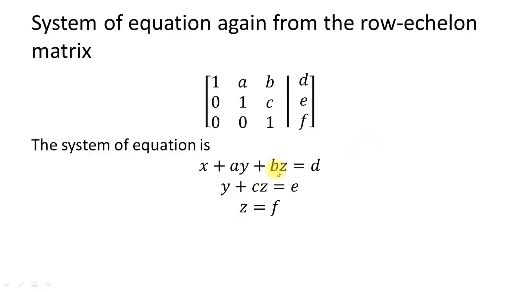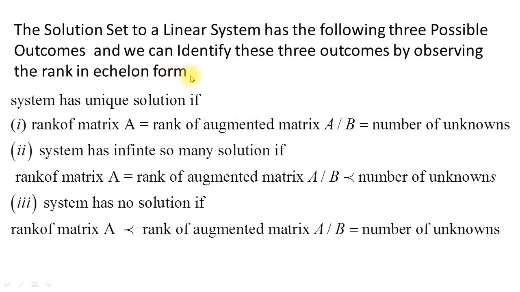When we obtain the row echelon form, check the rank of this matrix A. What is the rank of a matrix? The number of non-zero rows in the echelon form of a matrix is called the rank of the matrix. So when we obtain the echelon form of the augmented matrix, use the rank to identify the case for the solution of the system of linear equations. In echelon form, when the rank of matrix A is equal to the rank of augmented matrix AB and equal to the number of unknowns, then the system has a unique solution.